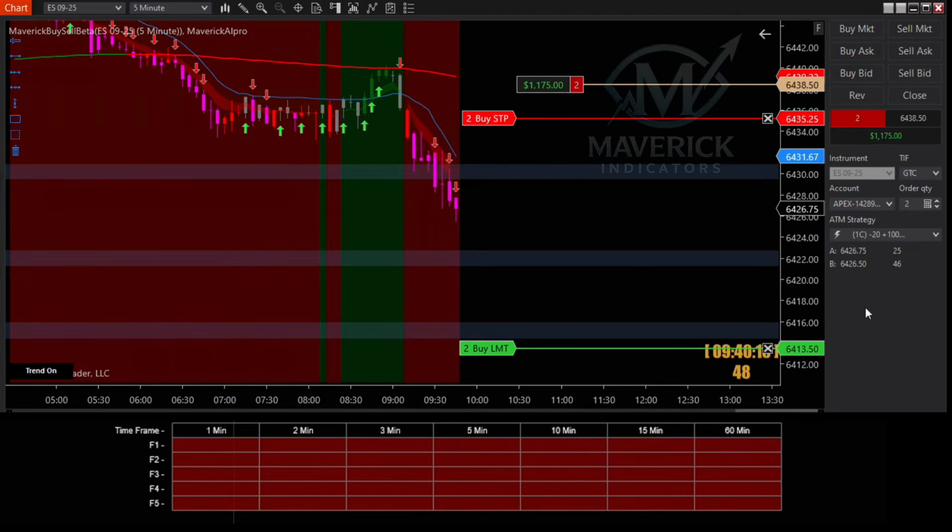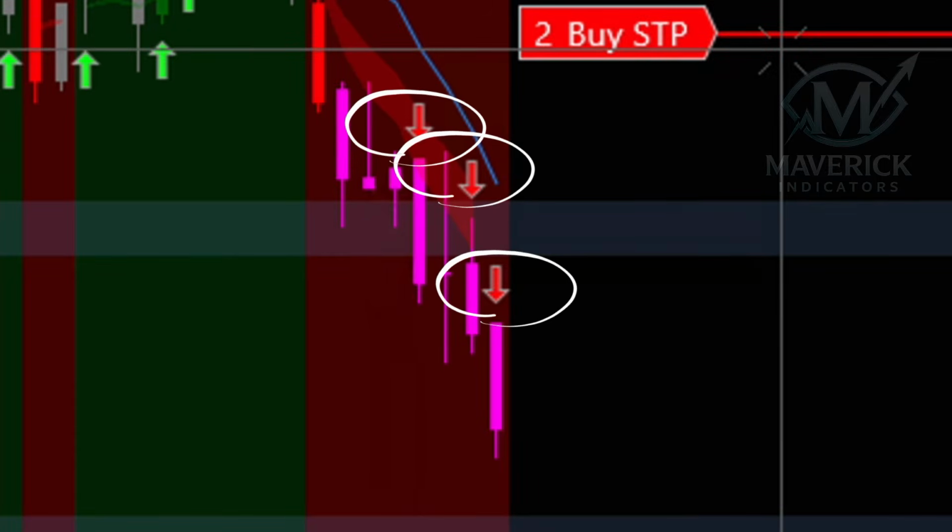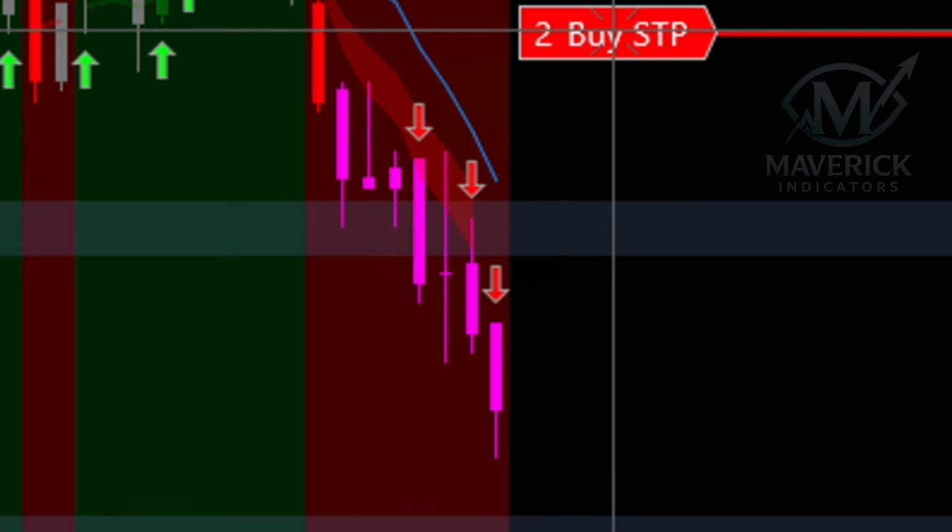Right. Beautiful. So what do we got? We are red on the background on the Maverick AI Pro. We are below the Maverick 200 and it is red. We are below the Maverick guide, which is very, very powerful. This blue line right here. We are below that support level. We broke through it. We have red arrows just through and through. We have red arrows, which is beautiful.